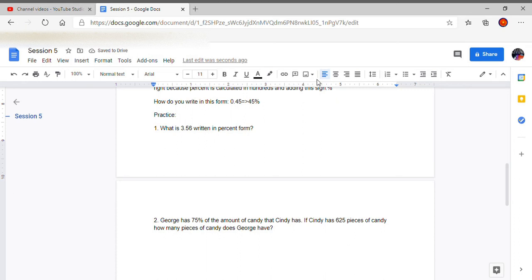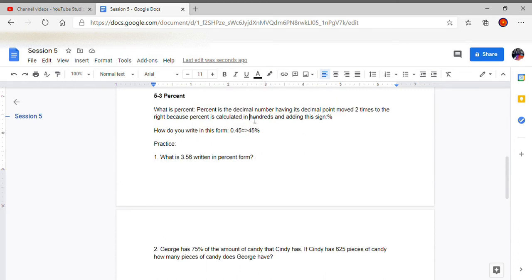So 3.56, just move the decimal twice to the right because it's calculated in hundreds. You have to know that it's calculated in hundreds. And so we move it twice to the right. 1, 2. So 3.56 in percent form would be 356%.